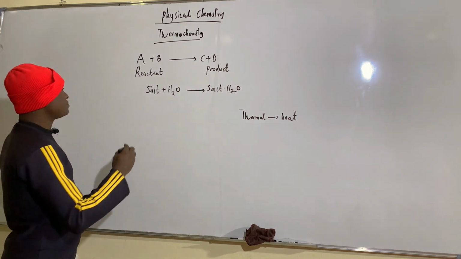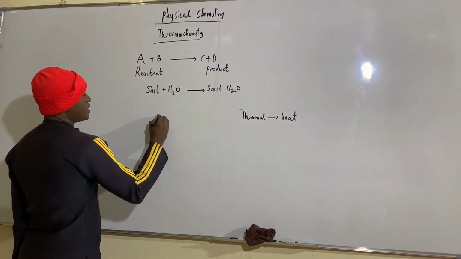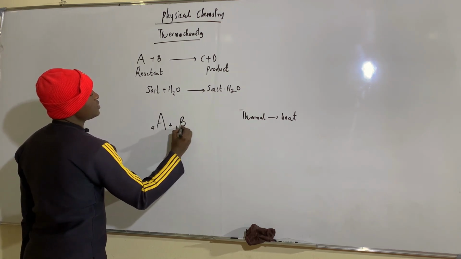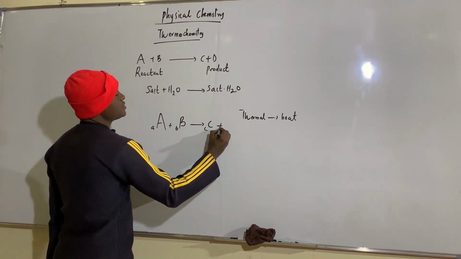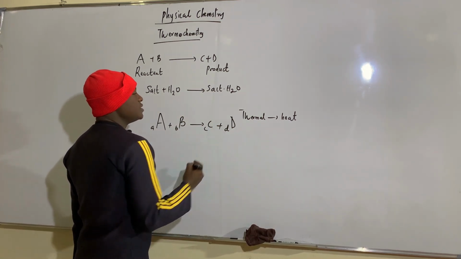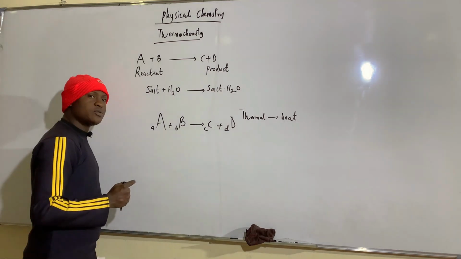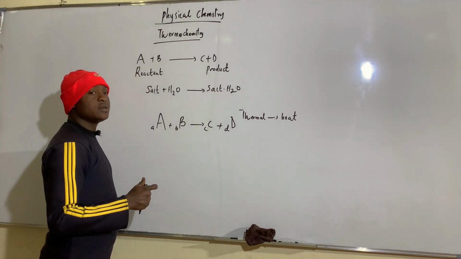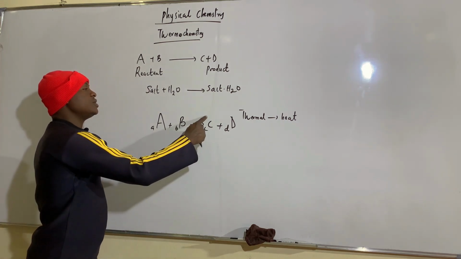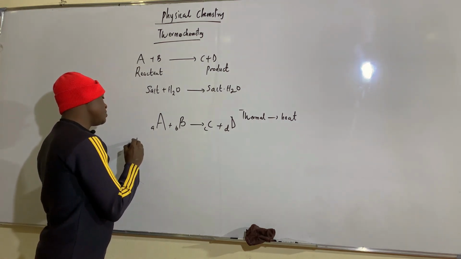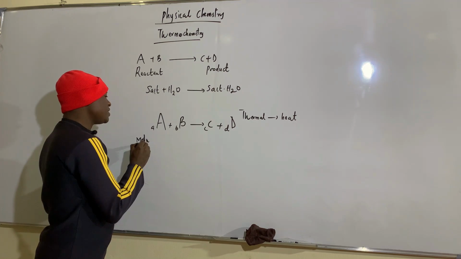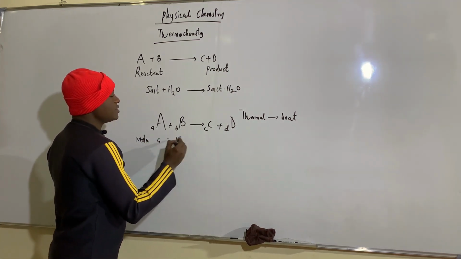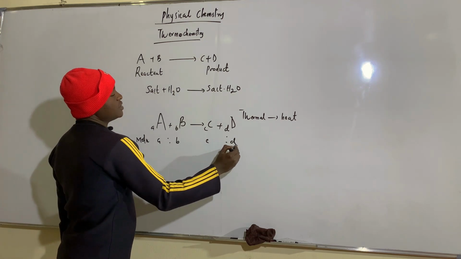We deal with that using the mole ratio. Let's say, for example, I have something like A, B, C, and D. The capital letters are the main reactants that we add together, and the ones on the right are the products. The mole ratio is the coefficient that we have before each of them. So this is A, this is B, this is C, and this is D. It can be a number.